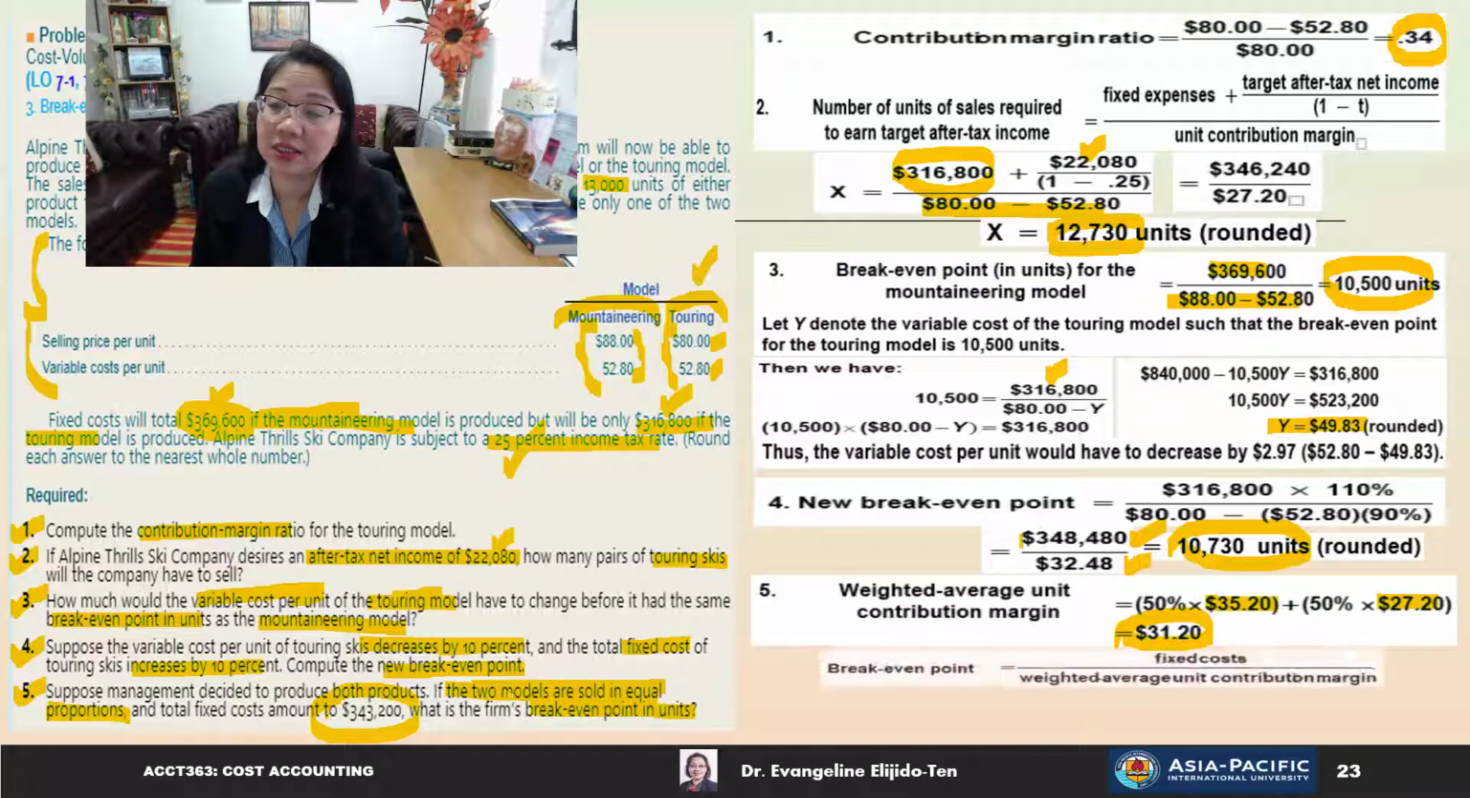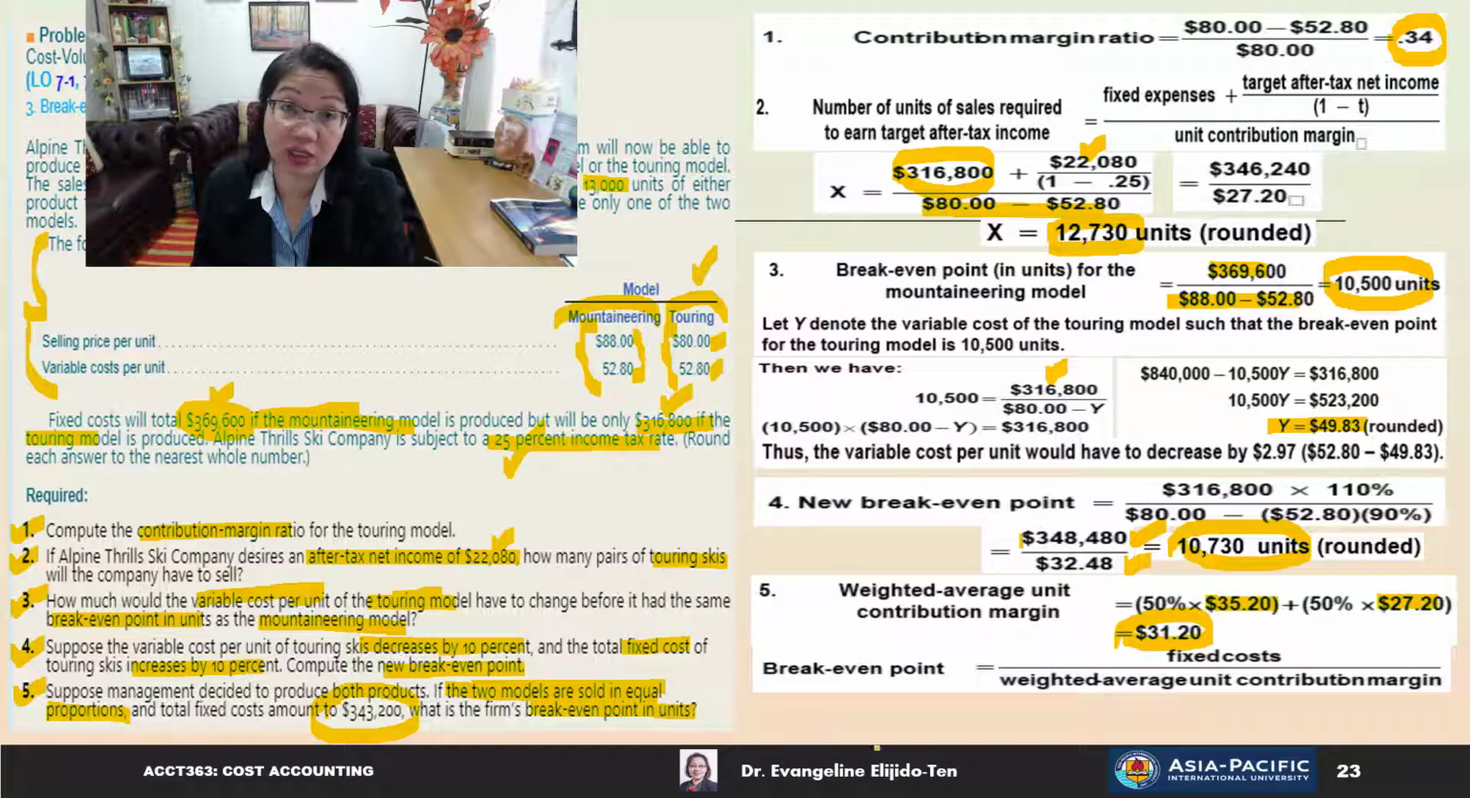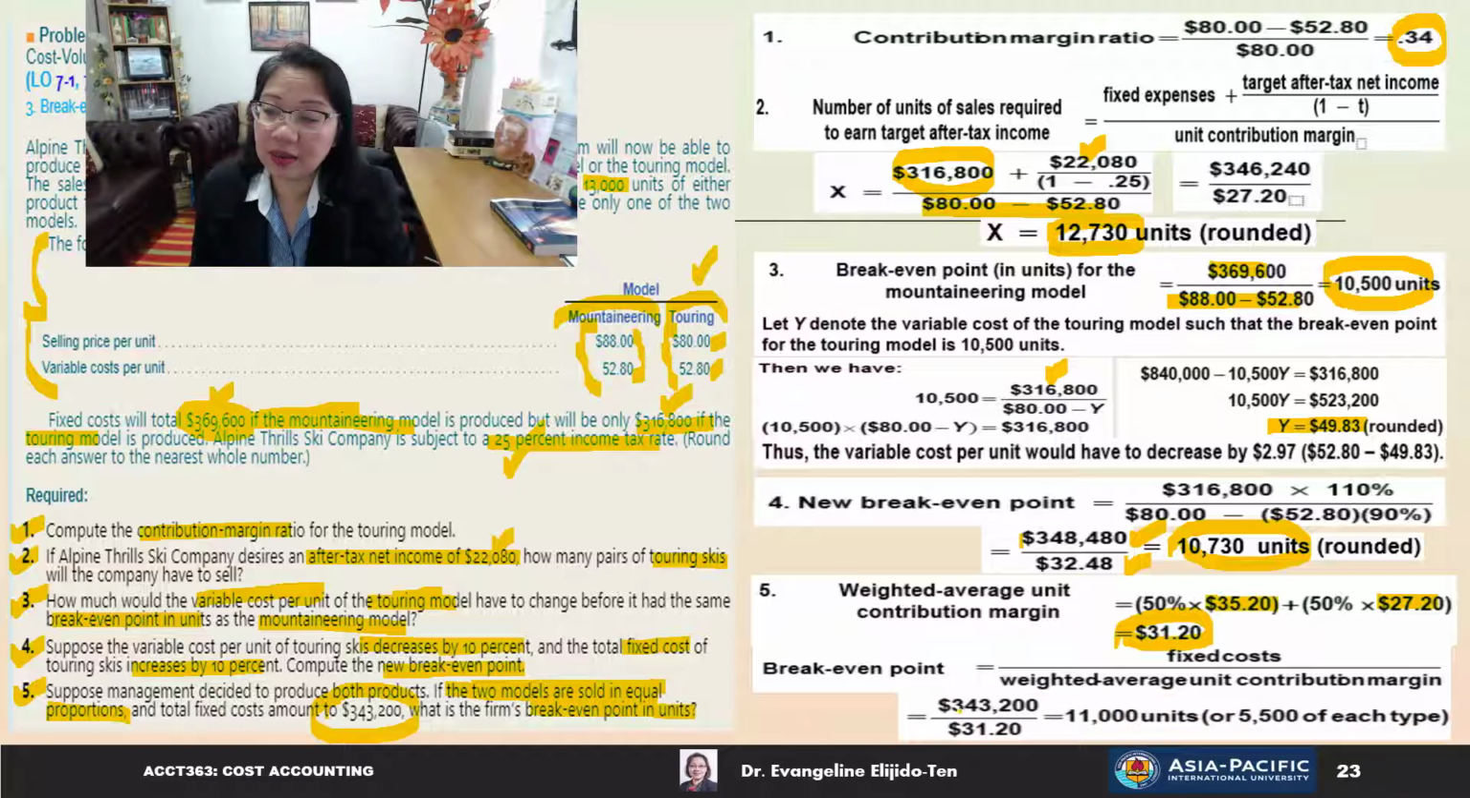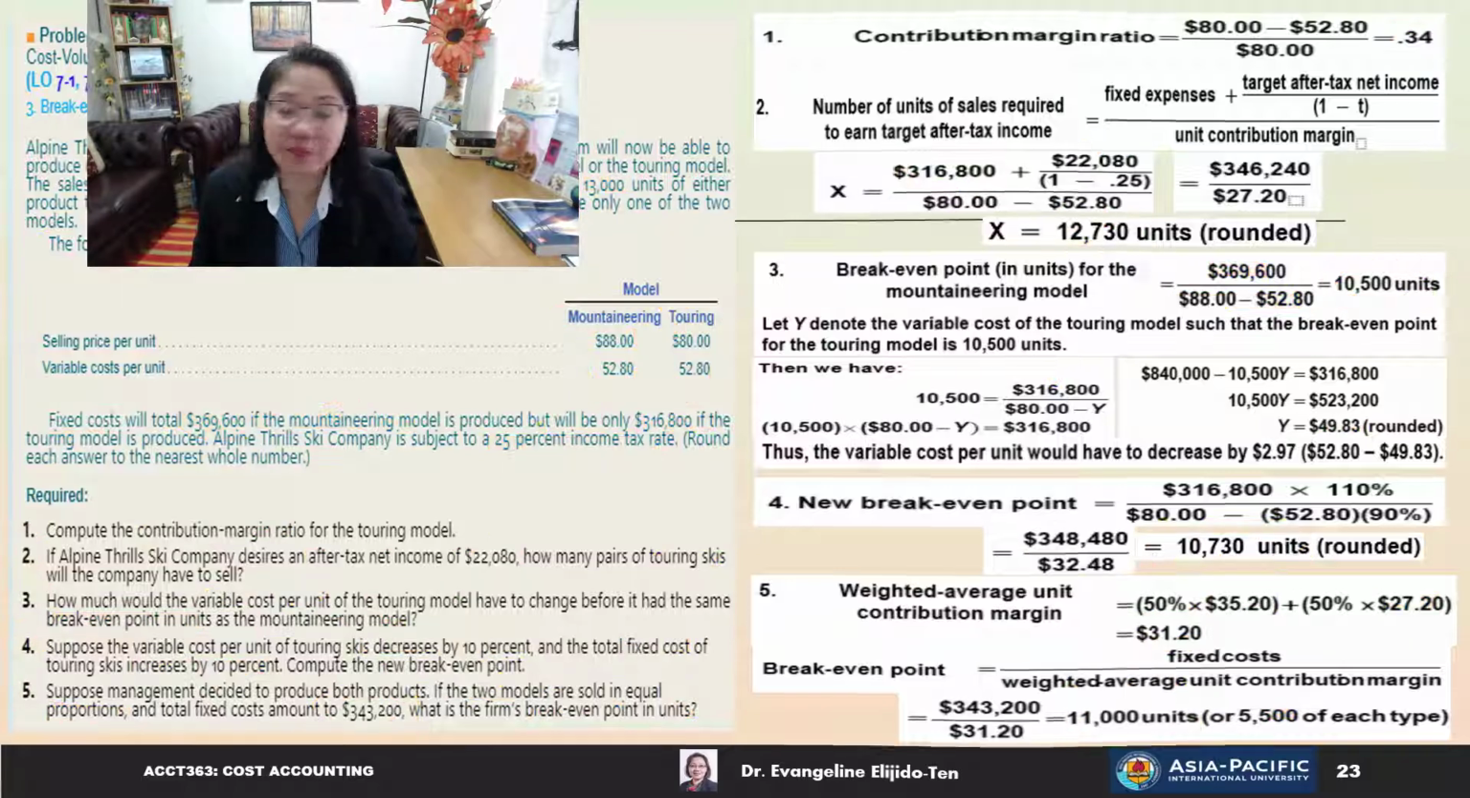So now we will just have to divide the fixed cost by the weighted average UCM, and that would give us 343,200 fixed cost divided by 31.20. So we will need to sell 11,000 units to break even. How many of that 11,000 units is for mountaineering? 50%. So that's 5,500 for mountaineering, and the other 5,500 would be for touring.